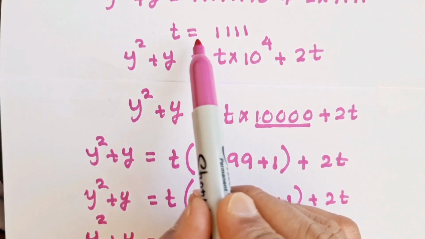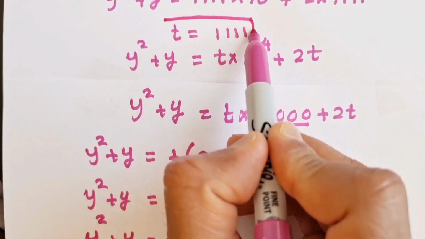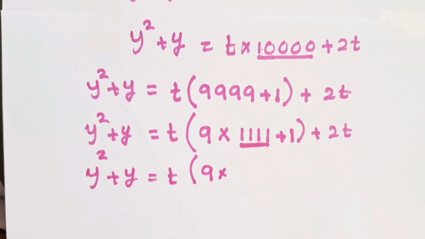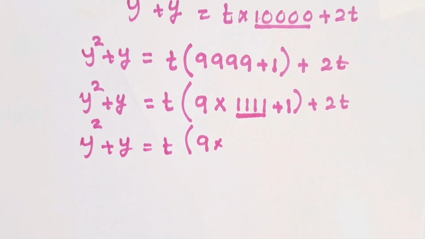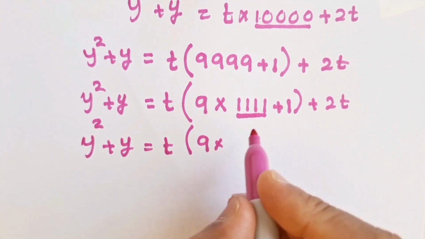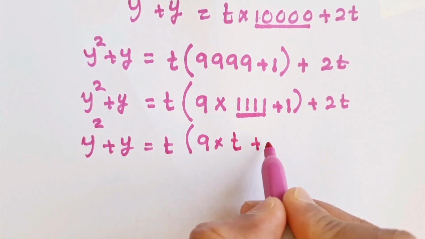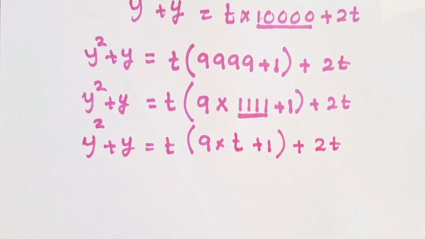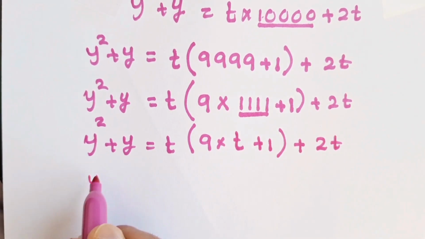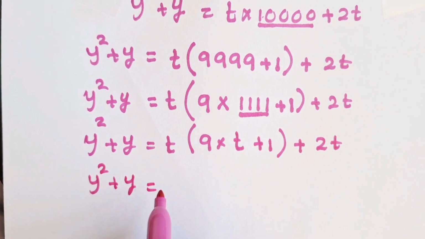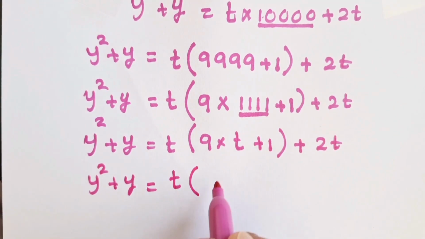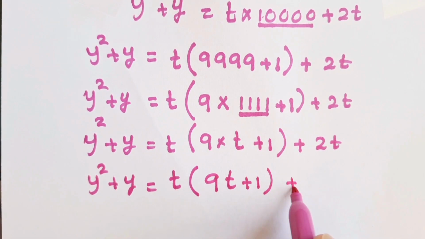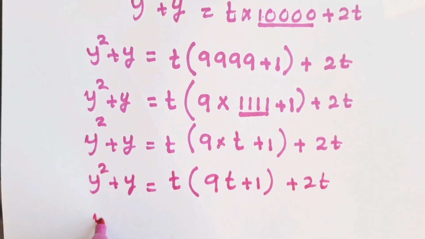You remember that we have taken t is equal to 1111. Therefore we can substitute t here. Now we have y square plus y equal to t times, inside the parentheses we have 9 times t plus 1 plus 2 times t.